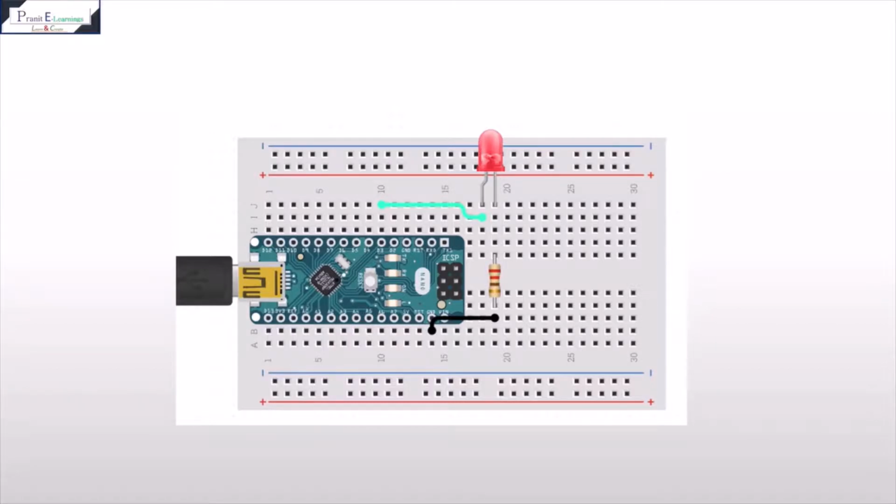So just connect your LED anode pin to the Arduino PWM pin. If you connect to a normal digital pin, then the fading of the LED will not work. Okay, now let's see the coding part.